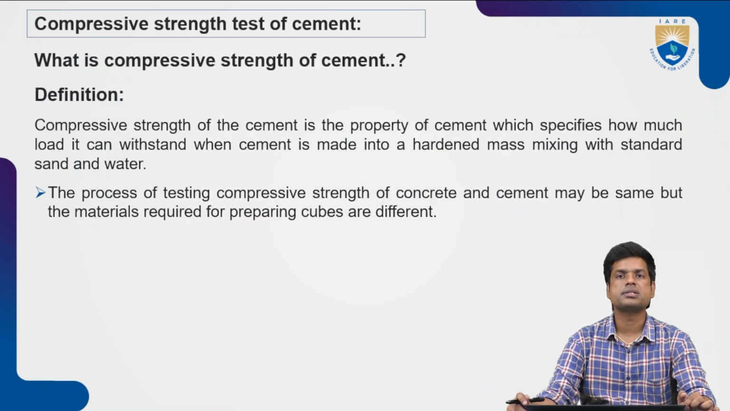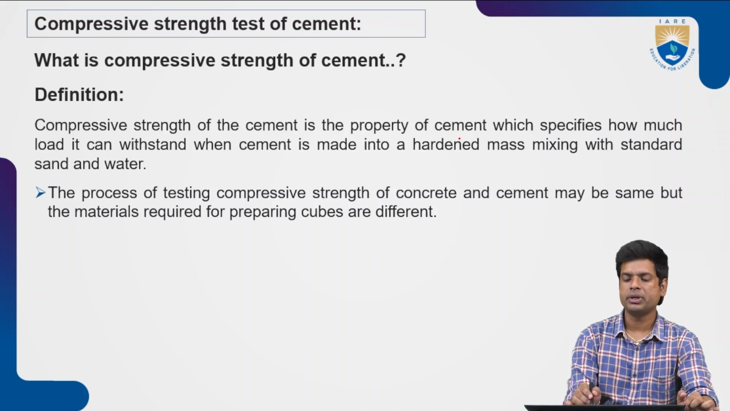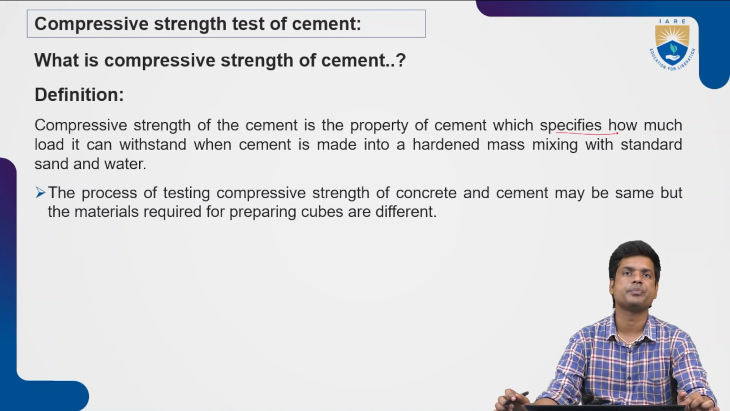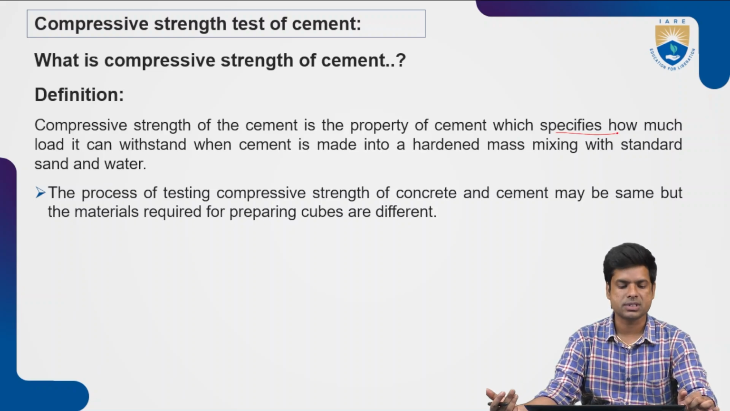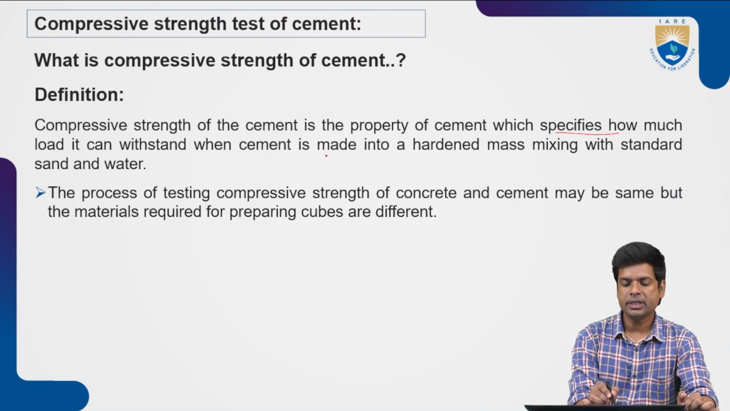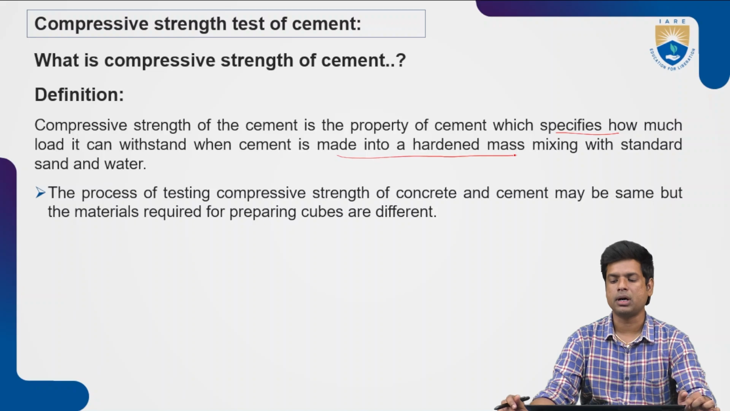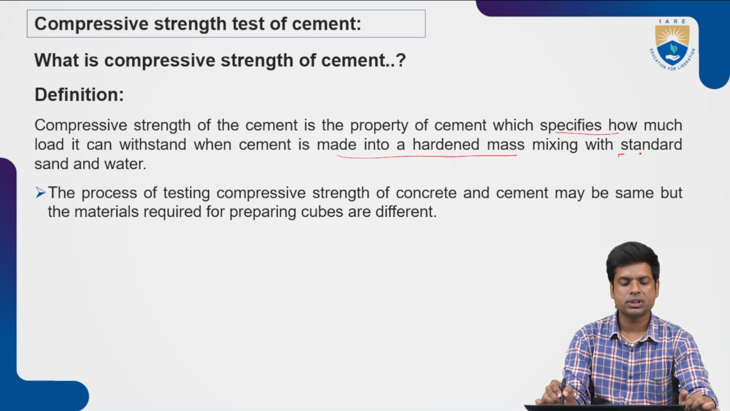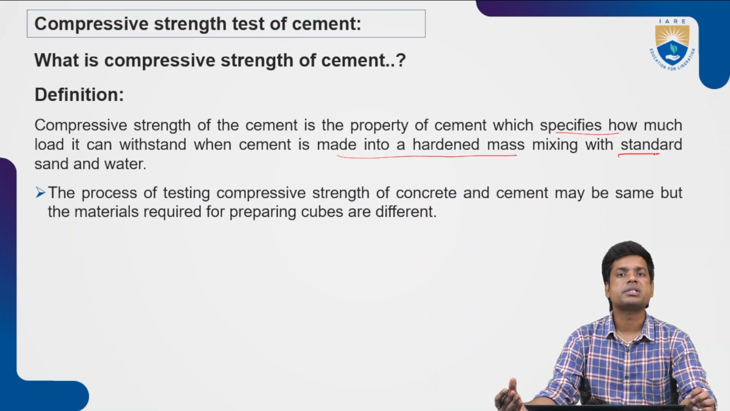What is compressive strength of cement? Compressive strength of cement is the property of a cement which specifies how much load it can withstand when cement is made into a hardened mass. When you prepare the cement as a hardened mass like a cube shape, how much load it is going to withstand, that particular strength we call the compressive strength of cement.